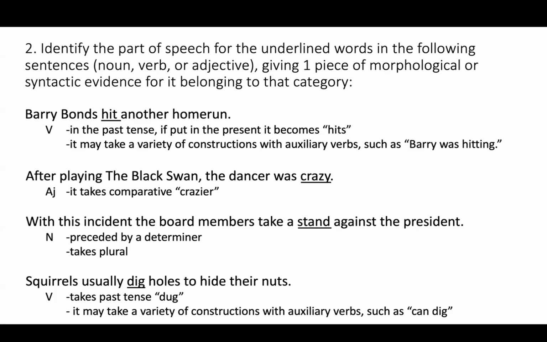And sentence number 3, we were trying to figure out what part of speech stand is. And again, we determined it was a noun. We know that stand can be a verb, but it's not a verb in this sentence. Why? That's why we need the morphological evidence. In this sentence, it's preceded by a determiner, and it could potentially take a plural. So we can say, for example, with this incident, the board members take different stands against the president. It's another example. It would be possible for stand to take a plural in this context. And finally, sentence number 4, we tried to determine what part of speech they was. In the same way, providing very similar evidence as in the first case, we determined that it's indeed a verb.